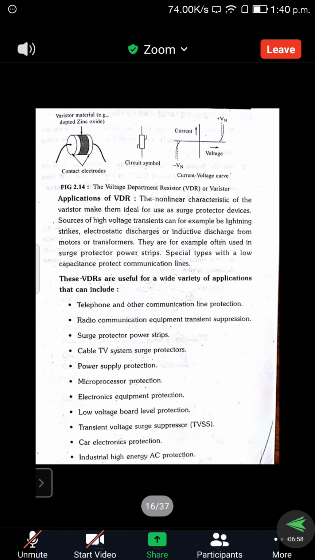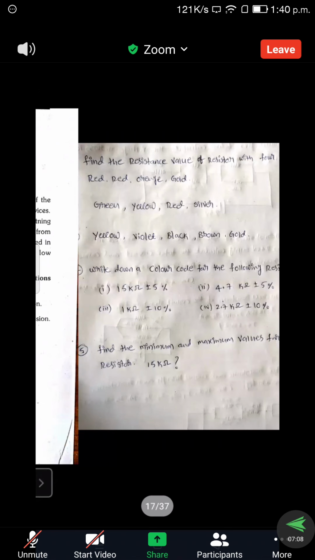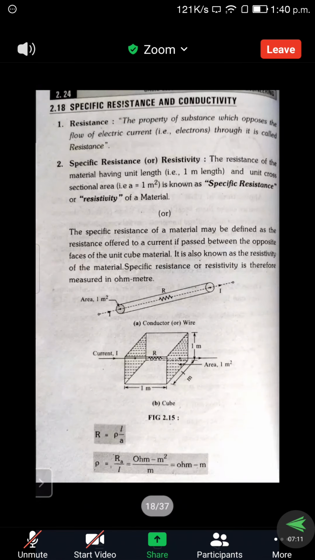Right? So these are the construction features and the VI characteristics of the varistor. VDR is also called a varistor. Applications also we have seen. Then we solve some problems related to that.